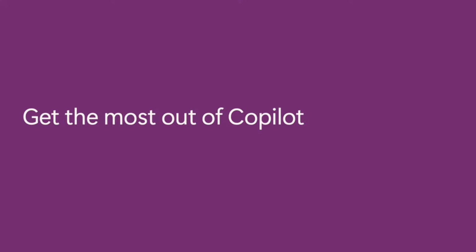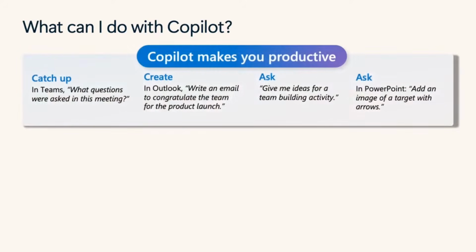Now that you know how it works, how can you get the most out of Copilot? There are many ways that Copilot can make you productive. Things like catch up. So in Teams, you can ask questions like, what questions were asked in the meeting, or catch me up on the latest action items. You can also create content, like in Outlook, where you can write an email, or what I showed you in PowerPoint, where you can actually create an entire deck. You can ask questions using the full knowledge of your tenant to answer questions, or you can ask Copilot to do specific tasks, like adding an image to your PowerPoint.